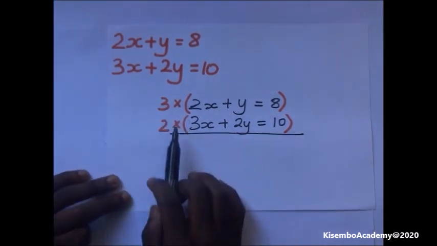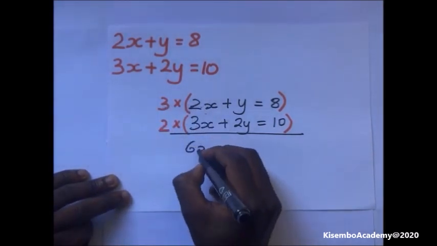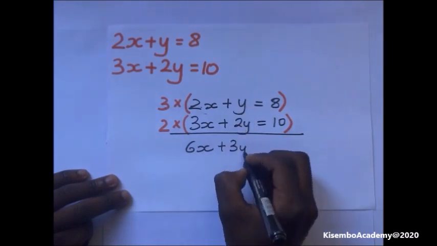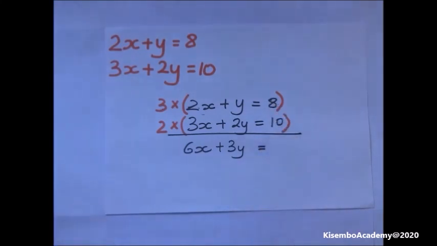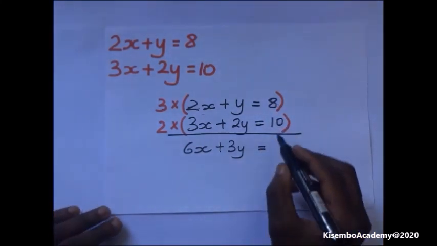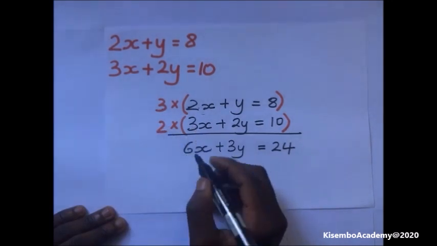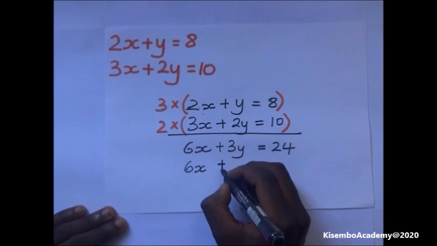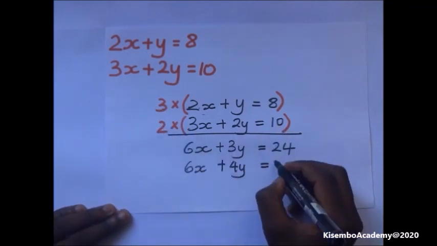So what do we come up with here? 3 times 2x, 3 times 2 is 6x, 3 times y is plus 3y, is going to be equal to 3 times 8, which is 24. Then we come down here, 2 times 3 is 6x. 2 times 2y, that is positive 4y, is equal to 2 times 10, which is 20.